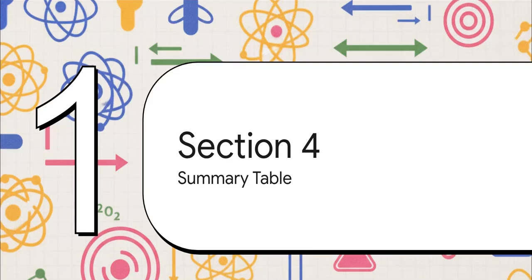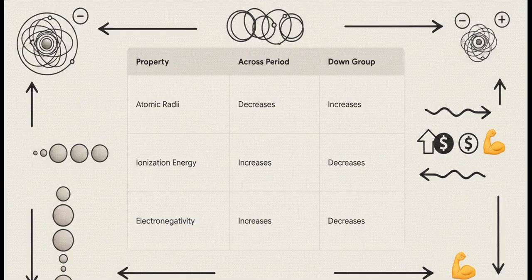Section 4, Periodic Trends Summary Table. This brilliantly illustrates literally everything we've learned today, all organized in one logical place. Go ahead and take a screenshot of this for your rapid review. Let's walk through these columns really quick.